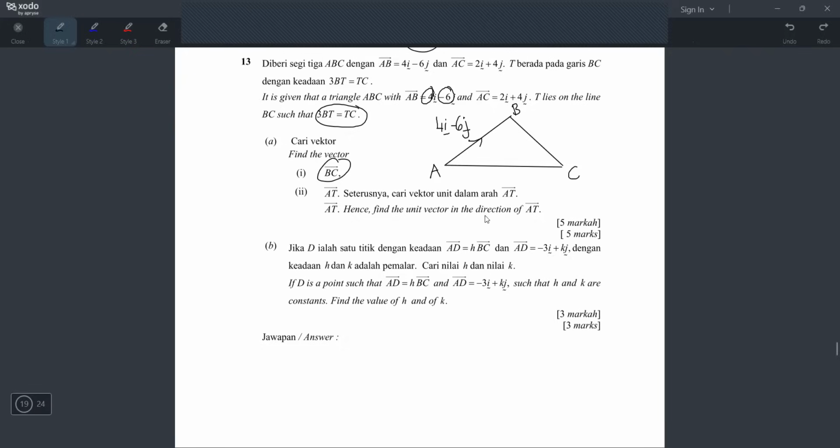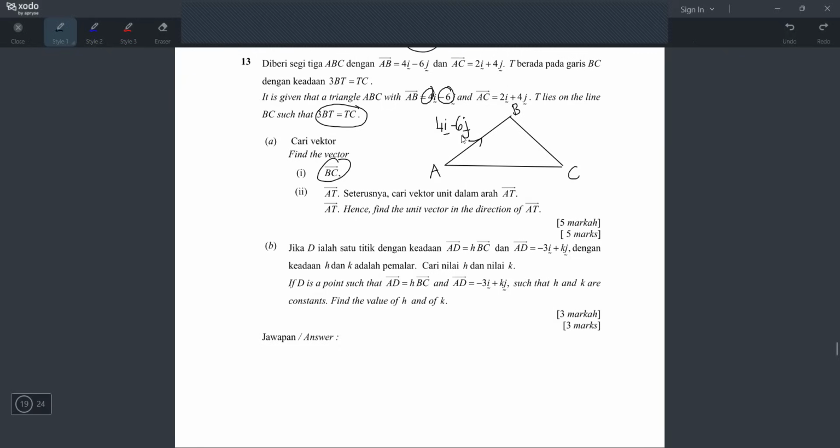It should be ke kanan 4 times and then ke bawah. So B must be somewhere here, right? But I told you already, it doesn't matter. This is just for demonstration purpose only. It doesn't matter if the diagram is wrong. Okay, I know my diagram is wrong. Okay, but I don't care.